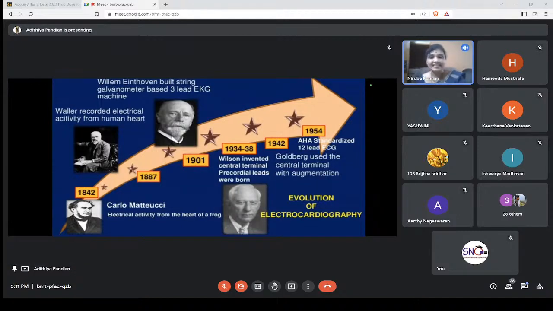So what did the AHA standardize? Now we are having a 12-lead ECG. What is the 12-lead? Can you guess? Everybody would have already read it. We are just brushing up today, so let it be a brushing up session. What are the 12 leads which you are doing? What are the 12 leads of ECG?